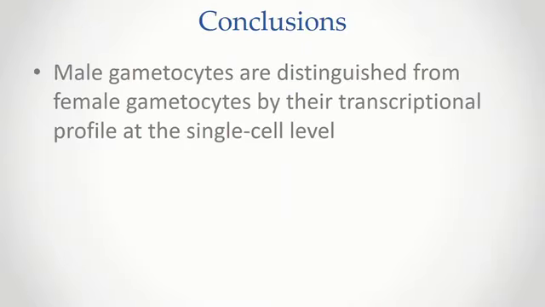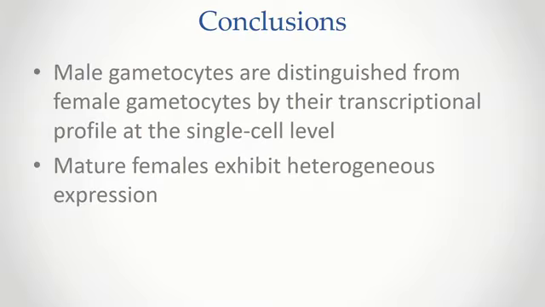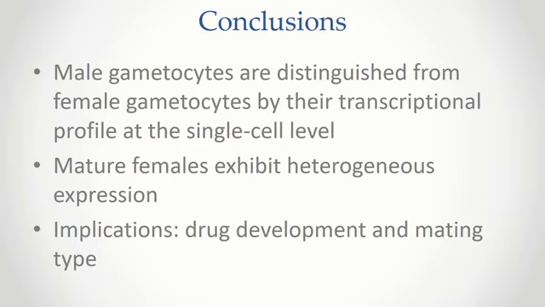So in terms of the first part of my project, some conclusions that we can draw are that male gametocytes are distinguished from female gametocytes by their transcriptional profile at the single cell level. And then these mature females actually exhibit heterogeneous expression and appears to be a stage-specific increase in expression. And the implications for this are both drug development. As I mentioned, male and female gametocytes show different responses to drugs. And I'm really interested in determining how these genes could be involved in mating type and gametocyte development.